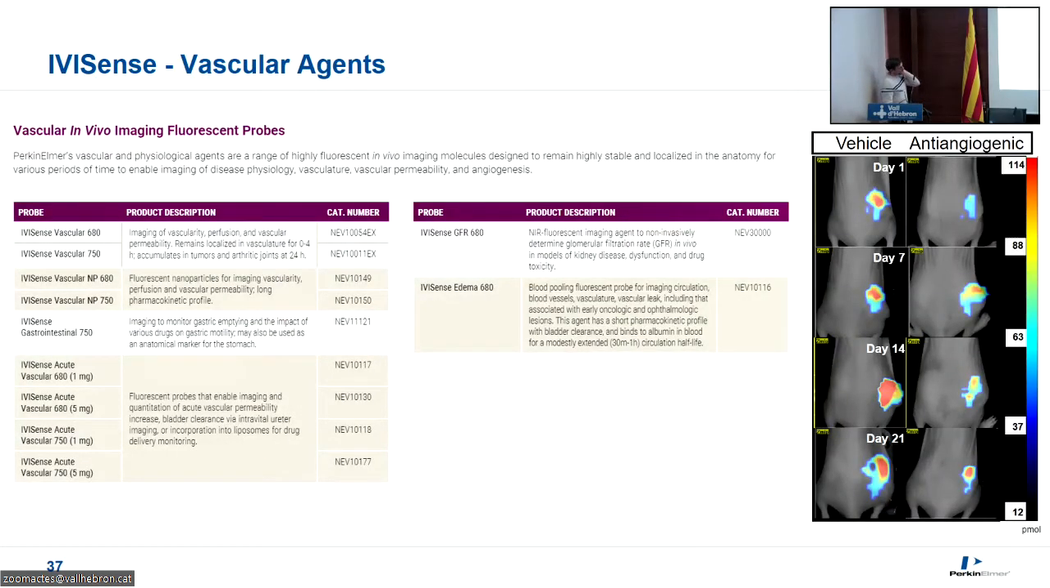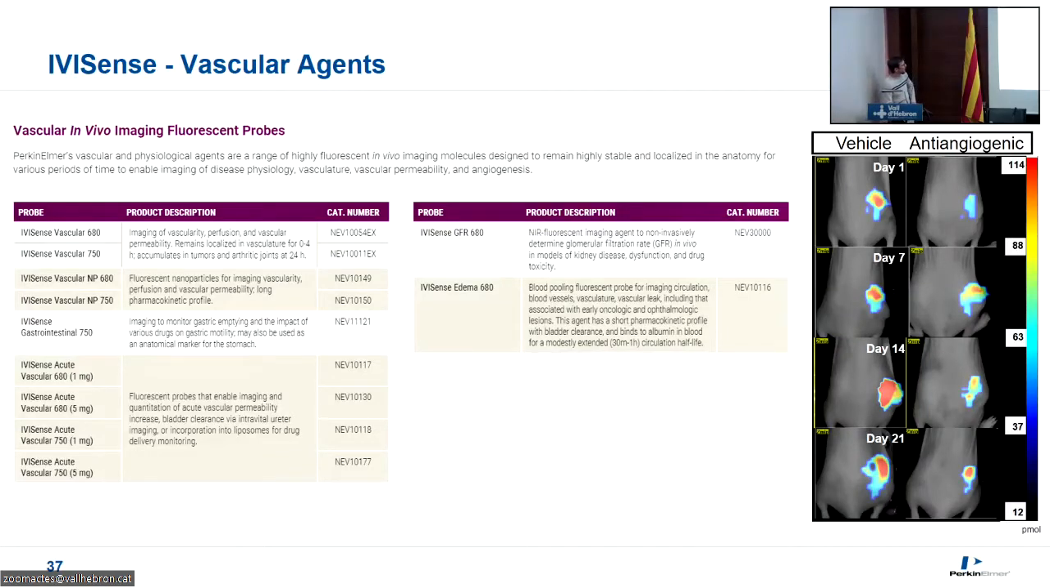The last category of agents is called vascular agents. Those agents are passive agents. They don't target anything special, but they will stay in the blood pool and they will leak in two different cases. They will leak if you have new vessels, because those new vessels are fenestrated, so they will be able to leak and accumulate inside the tumor. Or they will also be able to leak if you have an inflammation, so you will have a local vasodilatation, and then you will again be able to detect an accumulation of fluorescence.